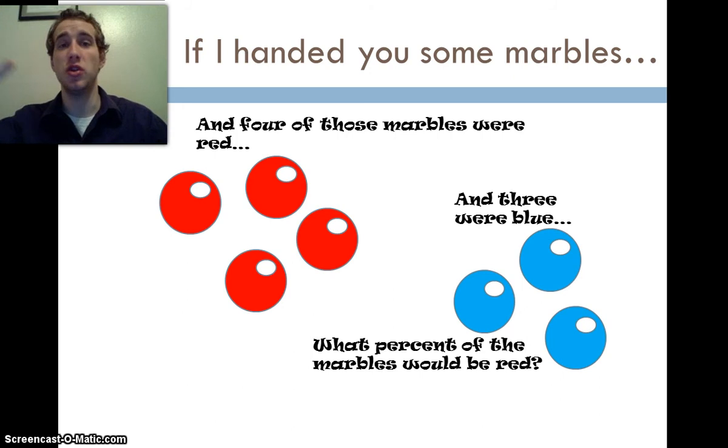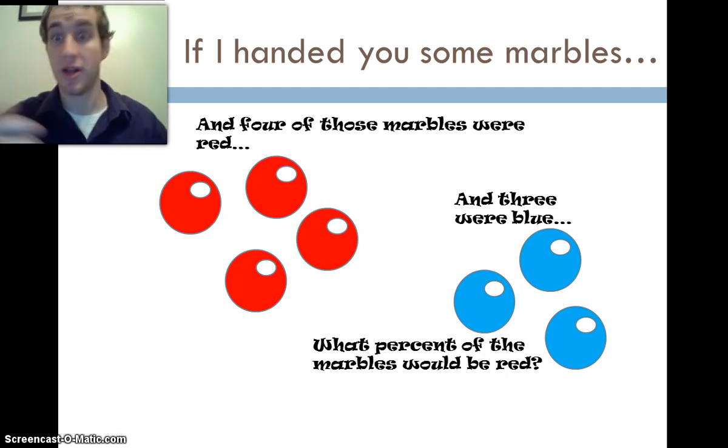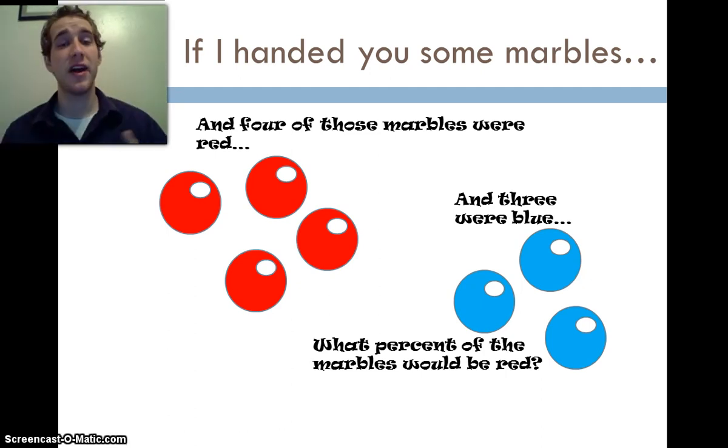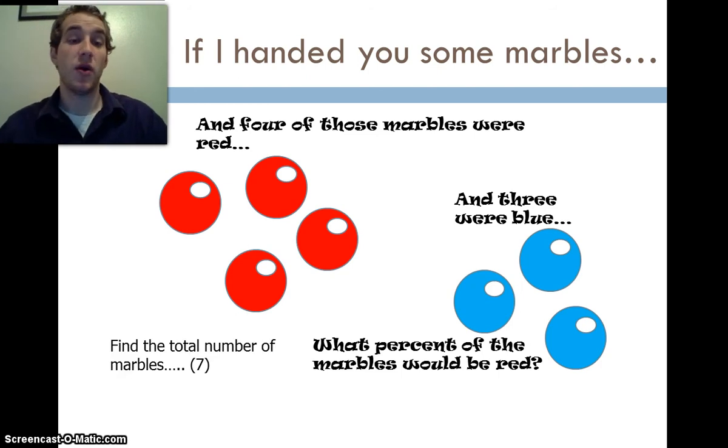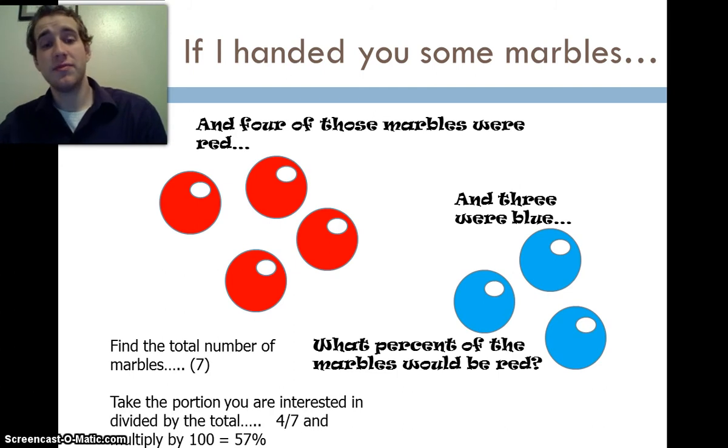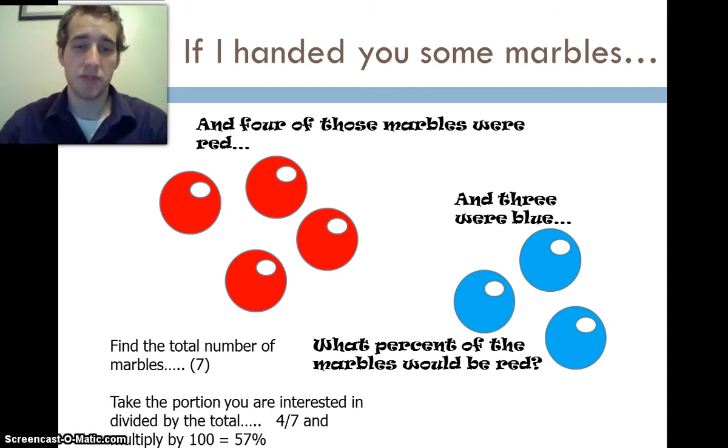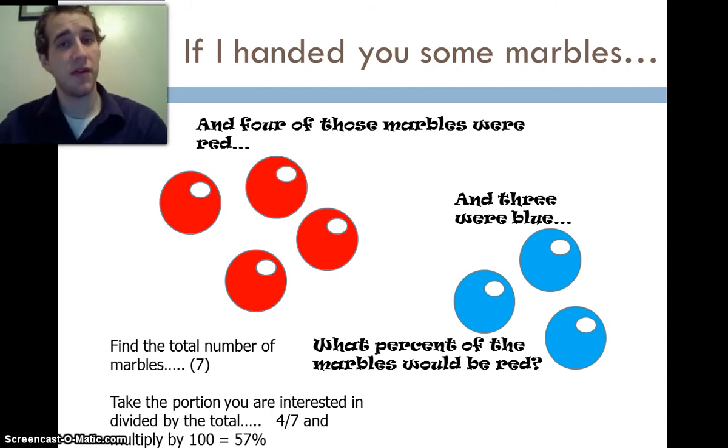Well, I imagine you would go, well, that's a lot like finding my quiz score. Let's say I've got my total here being 7 marbles. I'm interested in the red marbles, or the number right, if I were taking a quiz. To find your percent, you take the part you're interested in, divided by the total, and get your percent. So here we would find the total number of marbles is 7, take the part we're interested in, divided by the total, multiply by 100, and get 57% of these 7 marbles are red.